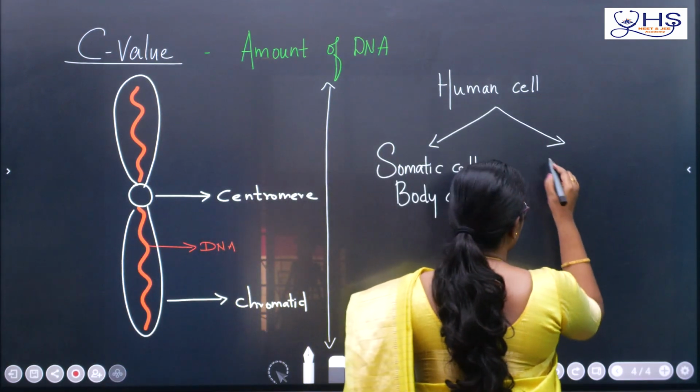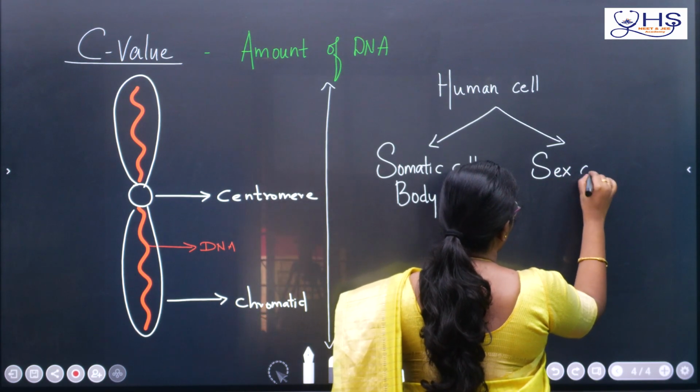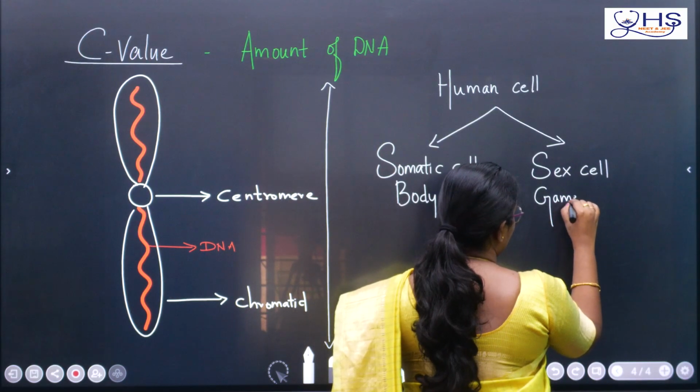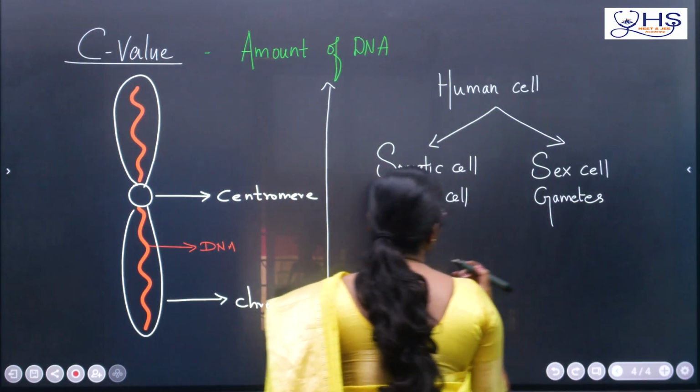What about the other type of cell? Sex cell. The other cell is called sex cells. Sex cell means it is present in gametes. Gametes are called sex cells.